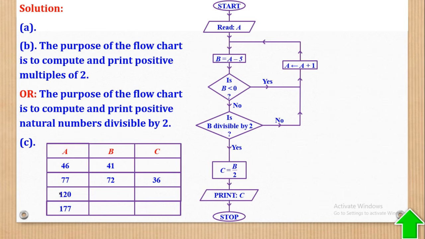That is 77. What about for 120? 120, put it here. 120 minus 5 gives you 115. 115, is it negative? No. You go here. Is it divisible by 2? No. You increment it by 1. So there is no value of C, so you just put a dash. Then you go to the one of 177. 177 here minus 5 gives you 172. Is it negative? No. So you go here. Is it divisible by 2? Yes. So you go here and divide by 2 to come up with that. So basically that's what they wanted.